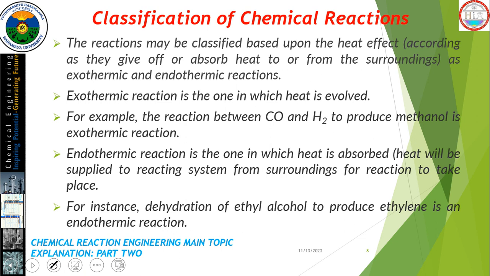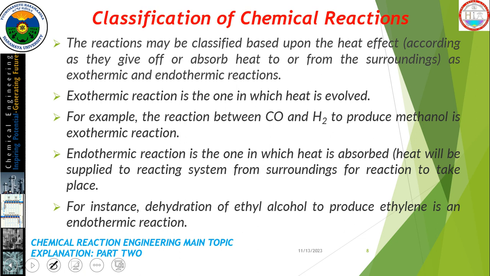It contains high energy, so it can release heat to the environment. For example, the reaction between CO and hydrogen to produce methanol is an exothermic reaction. This is an exothermic reaction. The other one, endothermic reaction, is the one in which heat is absorbed. Heat will be supplied to the reacting system from the surroundings for a reaction to take place.